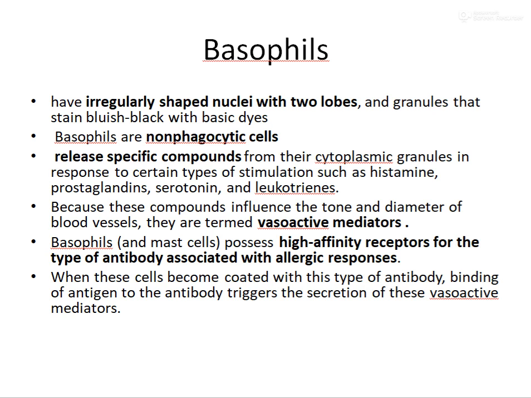The basophils, as well as the mast cells, possess high affinity for the antibody associated with the allergic response. When these cells become coated with this type of antibody, the binding of the antigen to the antibody triggers the secretion of vasoactive mediators. So the role of it is not phagocytosis, but it is a cell that plays an important role in releasing vasoactive mediators, so that the tone and the diameter of the blood vessels will be increased.